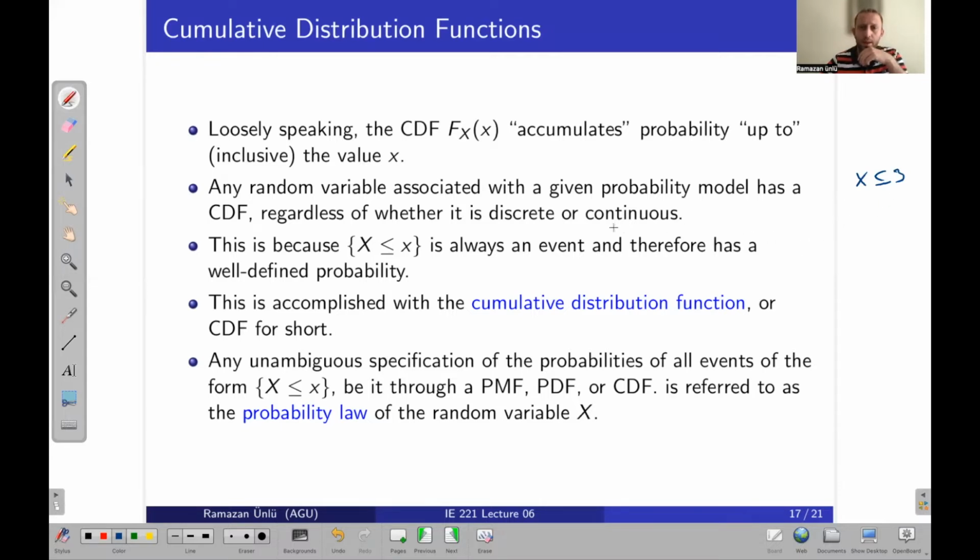So that CDF can actually be used for a discrete or a continuous random variable. We can say that any random variable associated with a given probability model has a CDF. That is why X being less than or equal to some particular value is always an event, and therefore has a well-defined probability. We can deal with this kind of probabilities by using the CDF, or the cumulative distribution function.